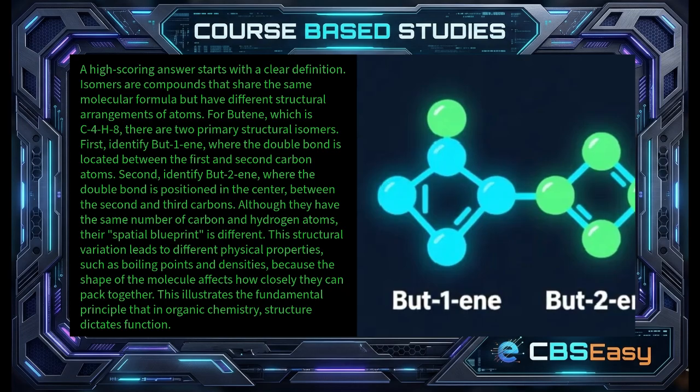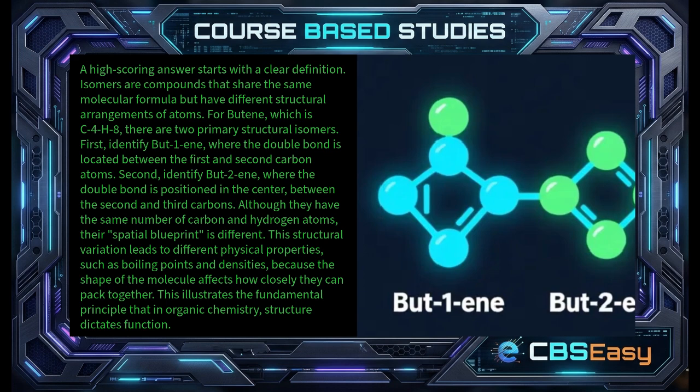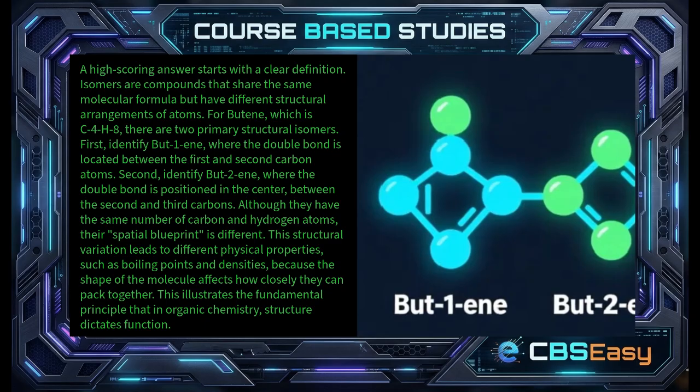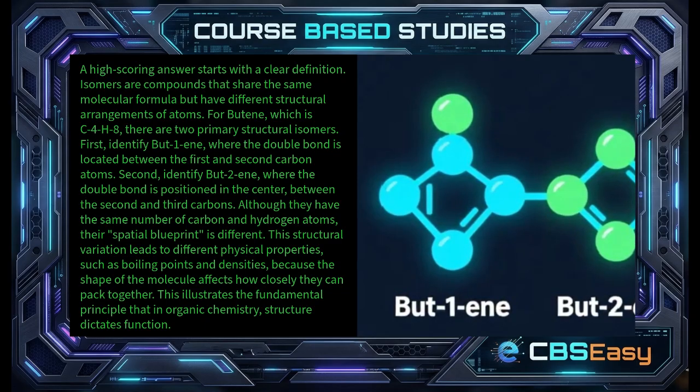This structural variation leads to different physical properties such as boiling points and densities because the shape of the molecule affects how closely they can pack together. This illustrates the fundamental principle that in organic chemistry, structure dictates function.